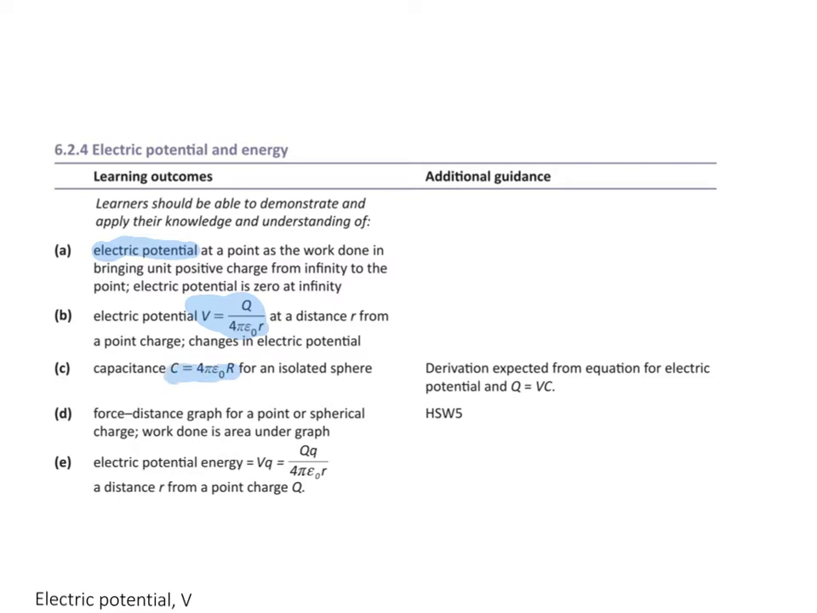We'll look at a capacitance equation, force distance graph as well, and how to get the work done using the area under it, and the electric potential energy and how to derive it as well. I will start with the last point first, and I will go back to it again at the end because we can work through this equation two different ways. You do need to know their derivations, and especially the derivation of the electric potential and how to derive this equation as well.